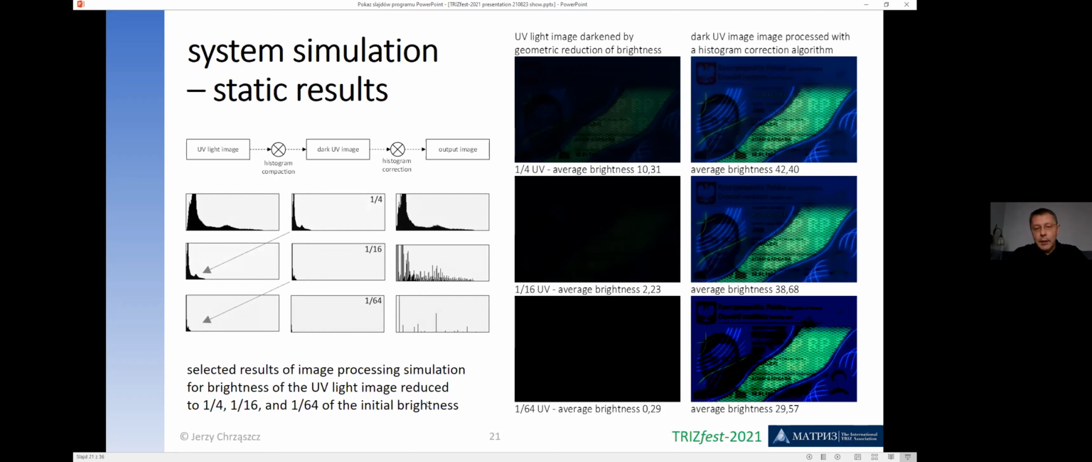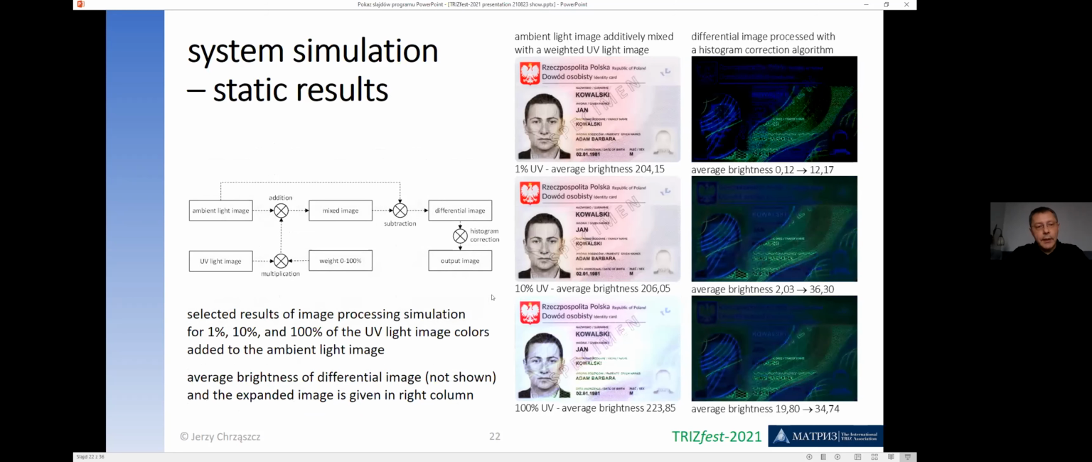As can be seen in the bottommost sample, even for the average brightness pretty close to 0, that means the image is almost entirely black, the restored image generated from this almost black something through histogram correction looks pretty much like the others, despite the histograms differing a lot.